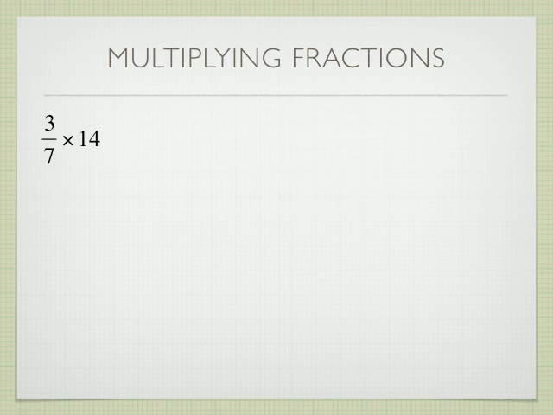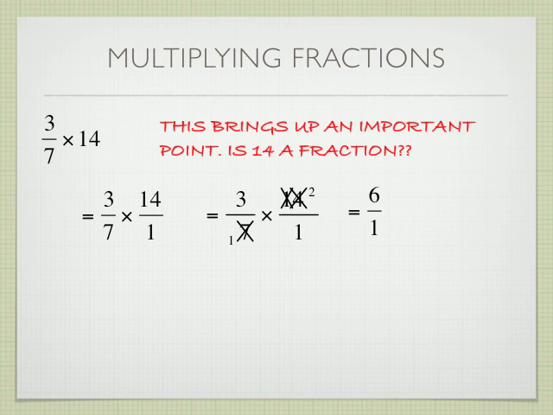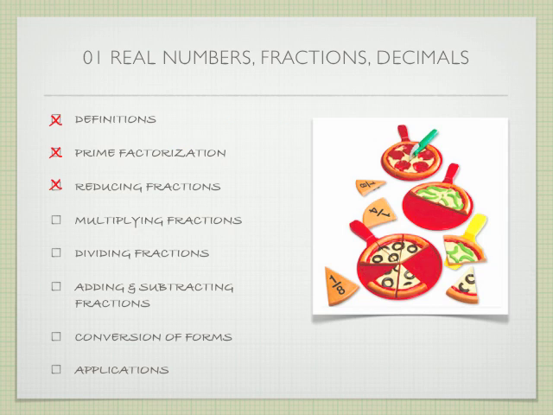Now how do I do this? 14 is not a fraction. Oh, but it is a fraction. Remember, 14 is a rational number because I can write it as 14 over 1. Now I multiply straight across. I can take 3 times 14, but look at it for a minute. Yes, 7 goes into 14, so let's simplify first. We get 6 over 1, which is just 6. So that is how we multiply fractions. We just multiply straight across, and we make sure that everything is in fractional form first.